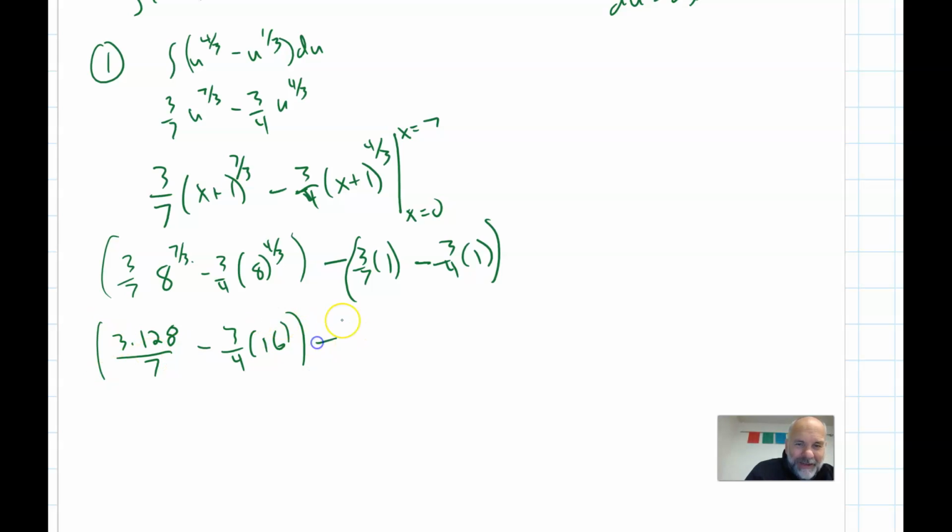Minus 3/7 plus 3/4. Get rid of the parentheses now. Now remember, if this was an actual AP problem, stop there. Don't work this out. I mean, if you have a calculator, you can do it.